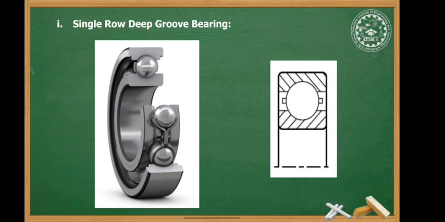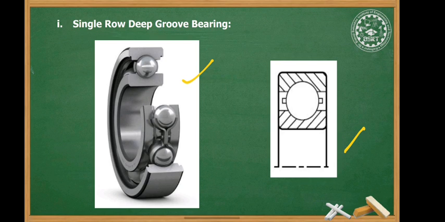First type is single row deep groove bearing. So this is the section for the single row deep groove bearing. So in figure you can see the single deep groove bearing. In this type of bearing, the radius of the ball is slightly less than the radius of curvature of the grooves in the races. So the ball radius is slightly smaller for the misalignments of the arrangement. This gives a point contact between the balls and the races. Therefore, the balls and the races may roll freely without any sliding.